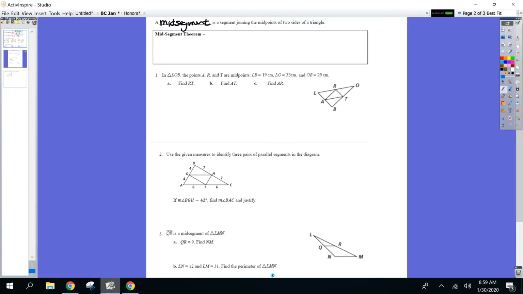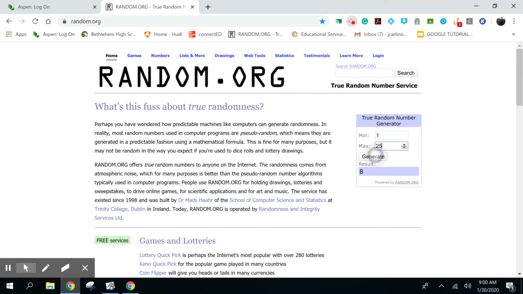Okay, so that's a mid-segment theorem. We just found out two theorems about a mid-segment. First one, now it's your turn.